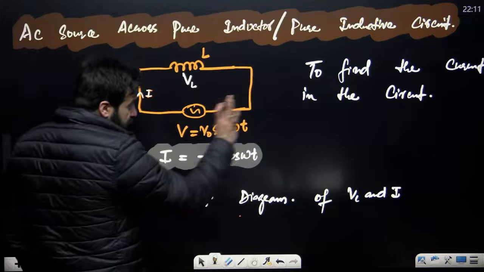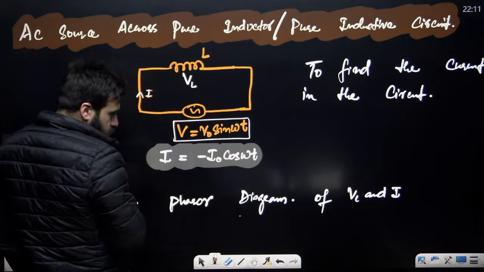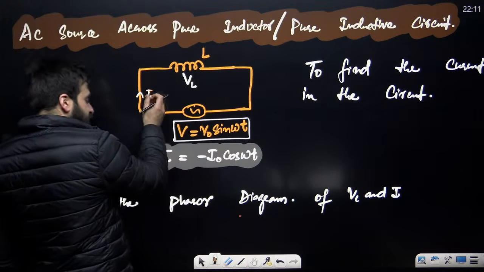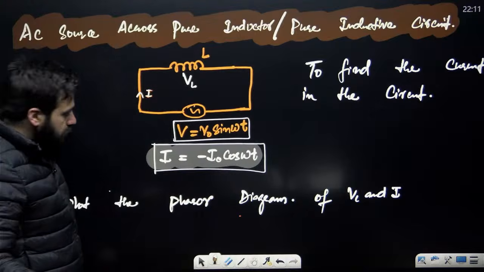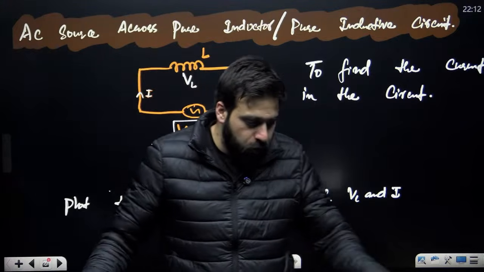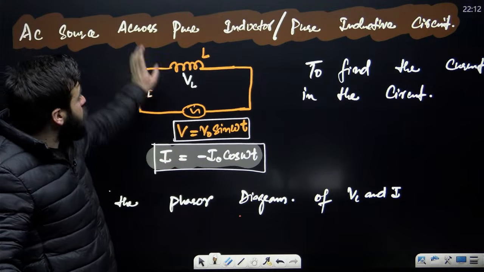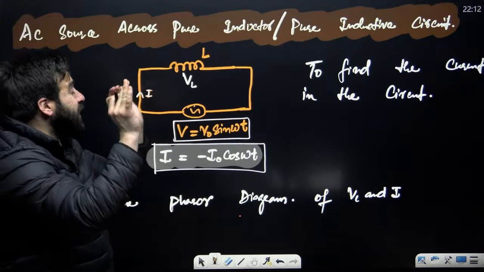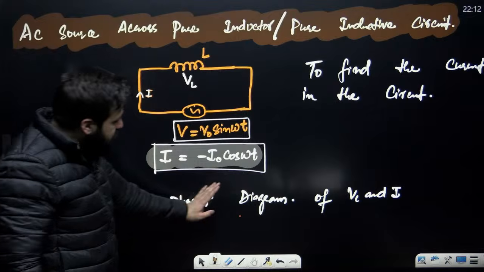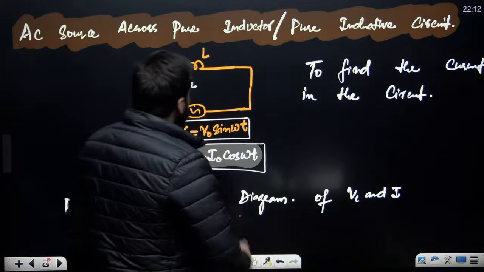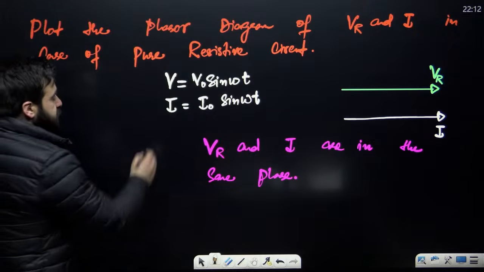So here, guys, directly remember, I will not derive it right now. This is the voltage given by the alternating source, and this battery will send the current of this one: minus I naught cos omega t. This is the voltage and current in case of pure inductive circuit. Pure inductive circuit means that circuit in which only an inductor is connected to AC source. Now let's make the phasor diagram of VL and I. VL means voltage across inductor, and VR means voltage across resistor. This is VR.